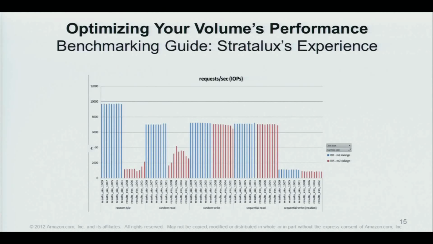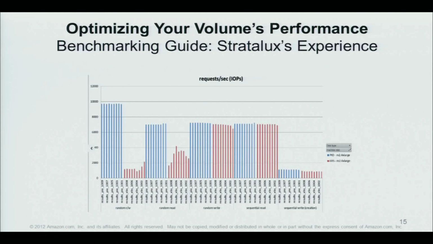On the subject of the benchmarking guide, we did have one customer, Stratolux, test it out, and they were kind enough to share their results with us. Stratolux builds and manages tailored cloud solutions for their customers. And they found that for their customers' database applications, throughput consistency is critical. So they tested provisioned IOPS and compared it to standard EBS volumes, and they posted a blog post on their website. So I highly urge you to go to Stratolux's website and take a look at their blog post on provisioned IOPS volumes.